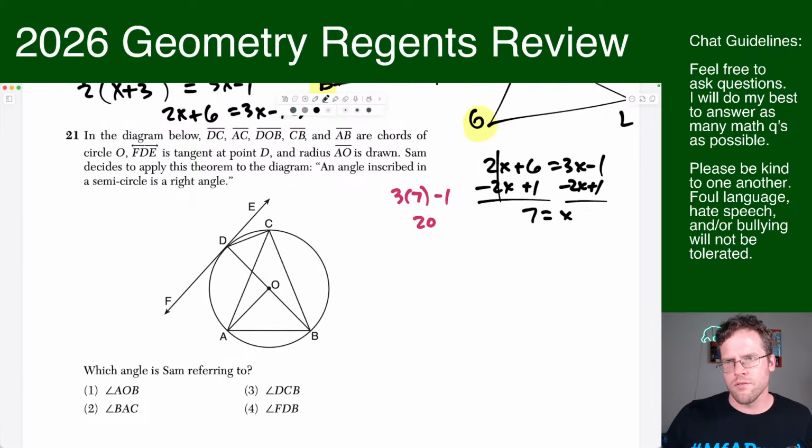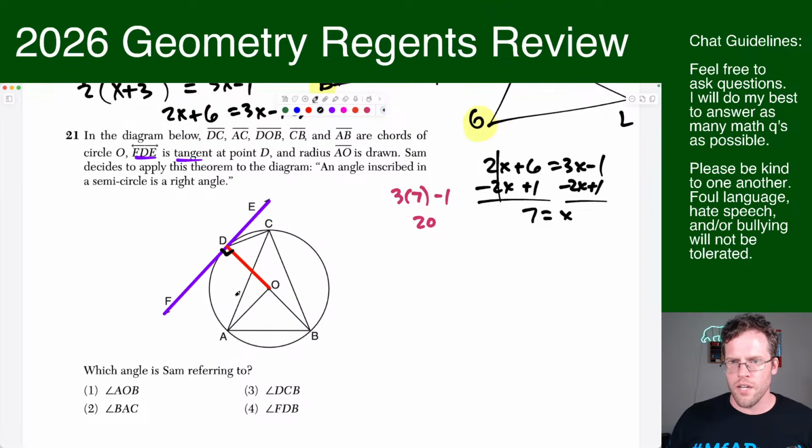Question 21. We've got a lot happening. Okay, so this is a little crazy. So we have all these chords. DC, AC, DB, CB, AB are chords. Great. Here's something useful. This one is tangent. Tangents make a 90-degree angle to the radius. See this radius here, DO? I just know right away when they say tangent, this makes 90 degrees. So that's going to be useful at some point.